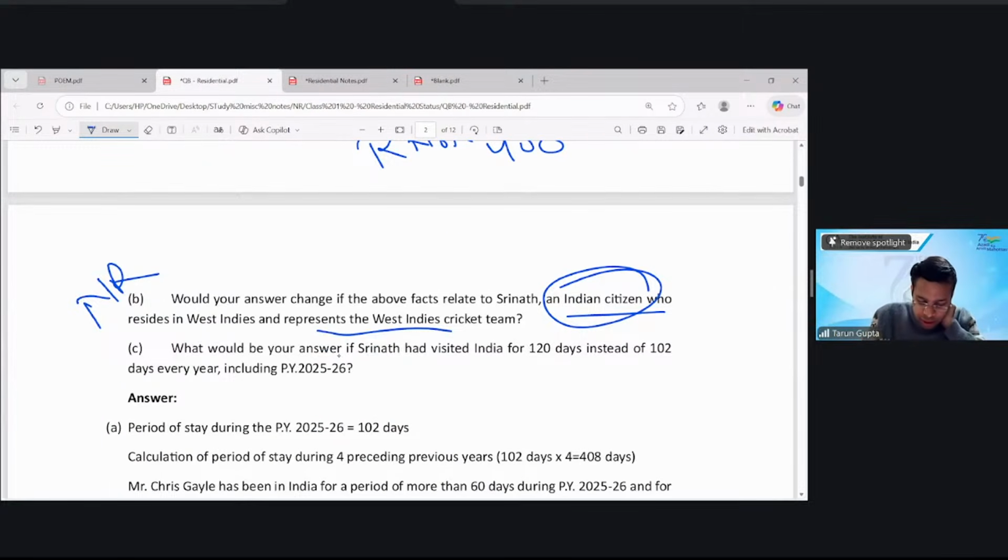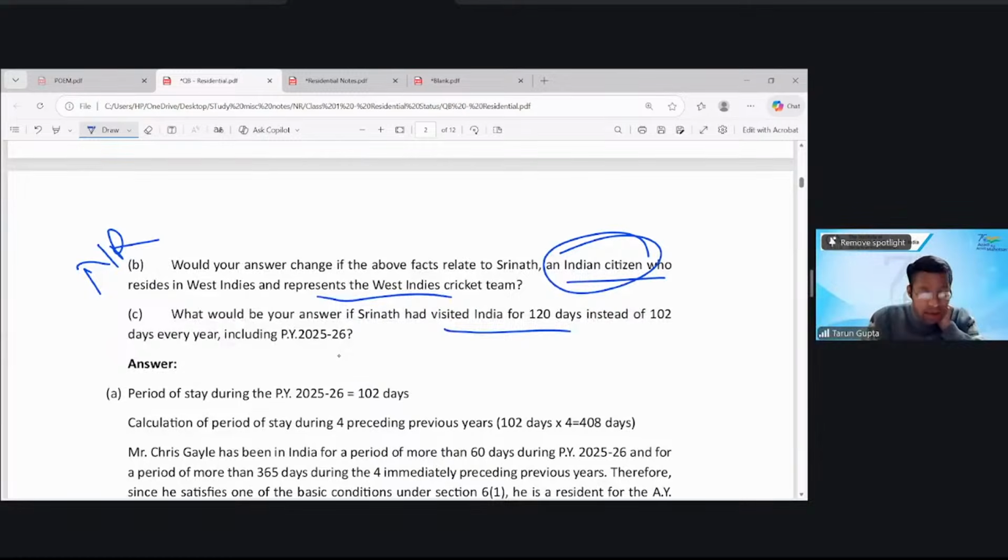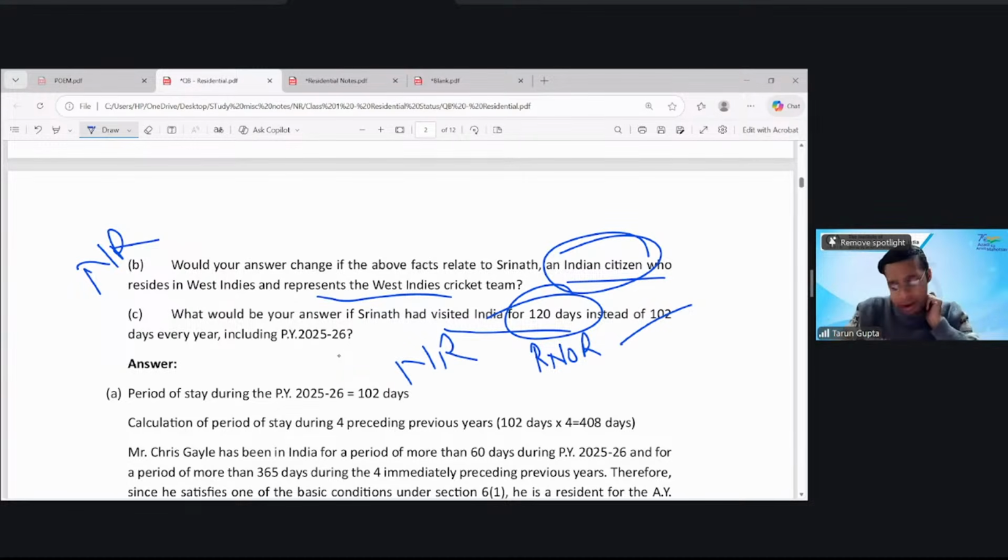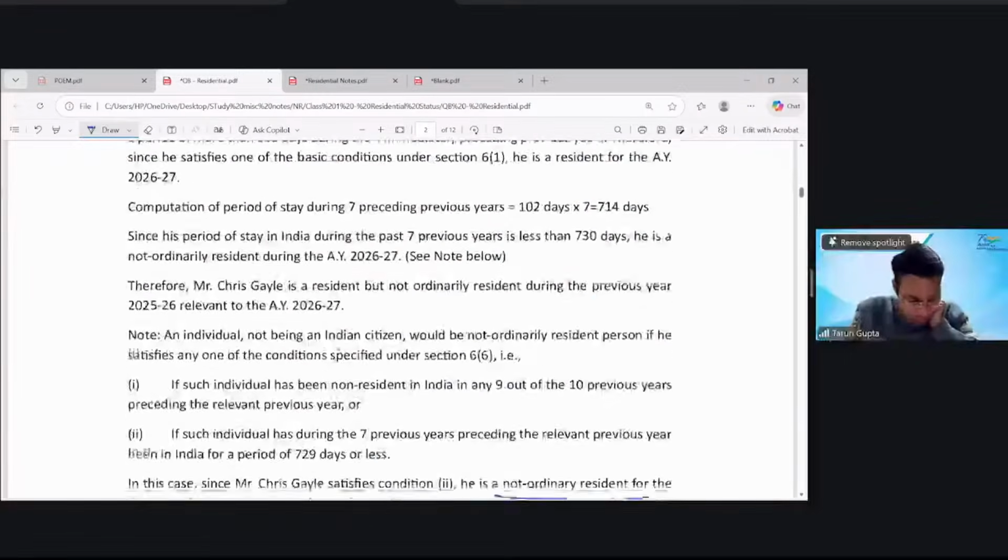What would be your answer if Srinath had visited India for 120 days instead of 102 days every year? You got the point. Now he has replaced the 102 days by 120 days, to bring me into the amendment. So now he will be resident but not ordinarily resident (R, NOR) if his Indian income exceeds 15 lakh. If his Indian income is up to 15 lakh, he will continue to be NR. This is a very simple question.